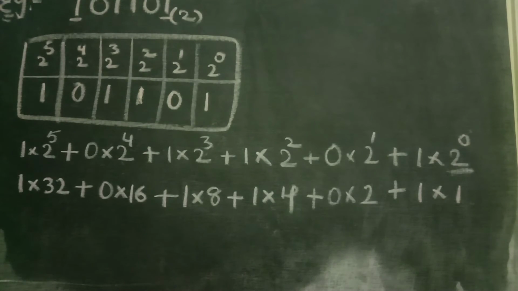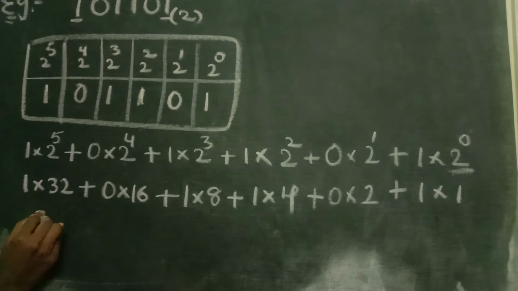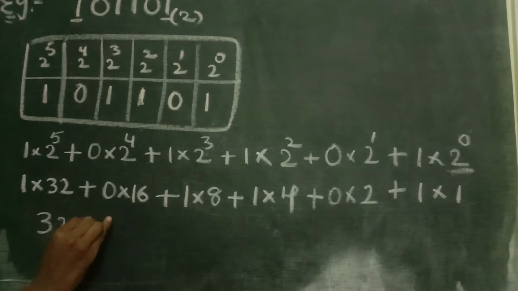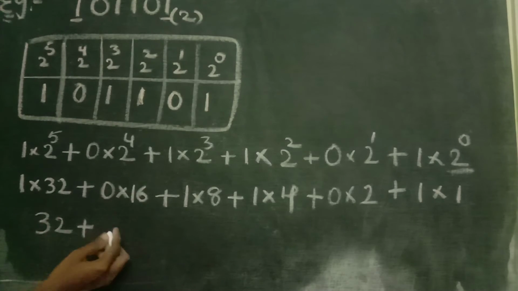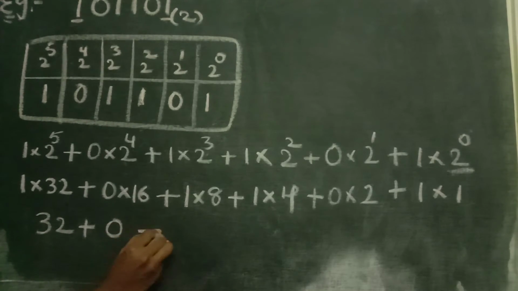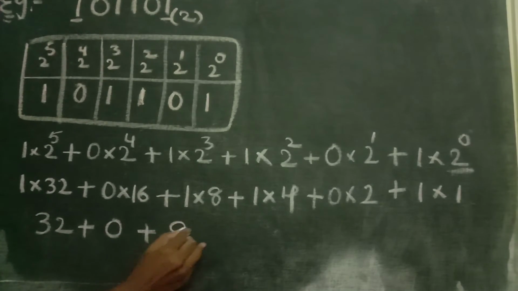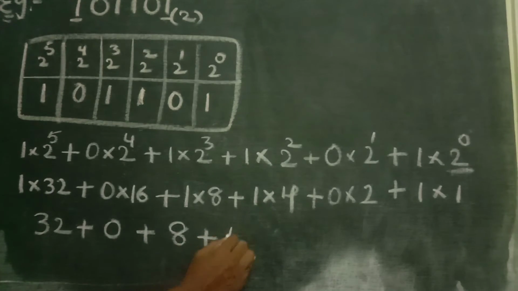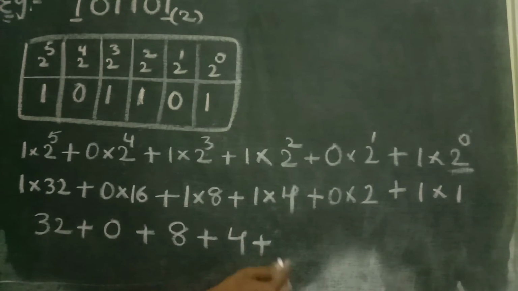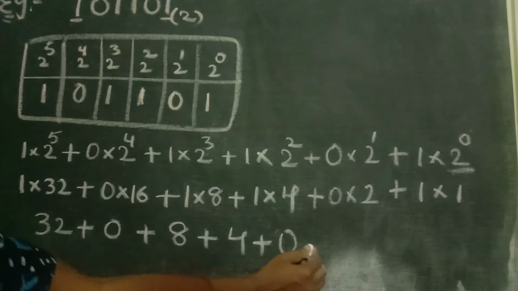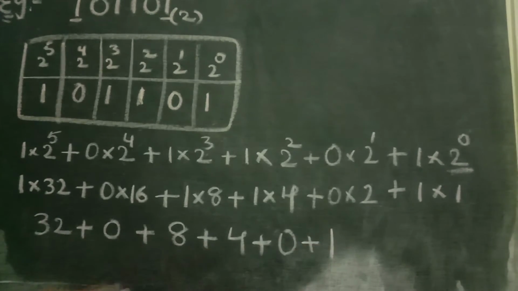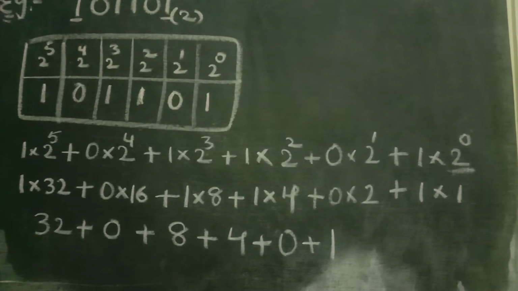Next. 1 into 32 is 32. Plus 0 into 16. That means 0 into anything is 0. Plus 1 into 8 is 8. Plus 1 into 4 is 4. Plus 0 into anything is 0. Plus 1 into 1 is 1 only.